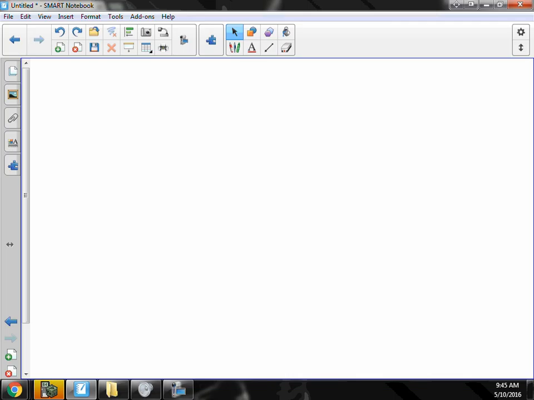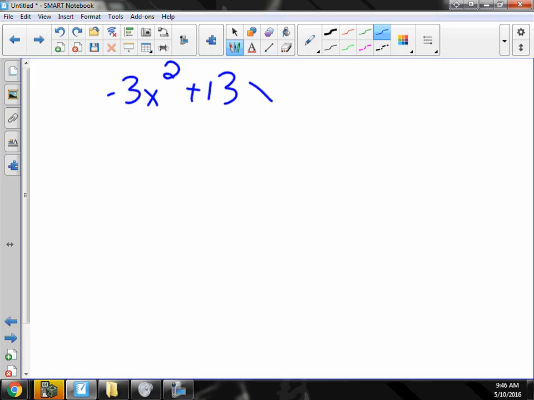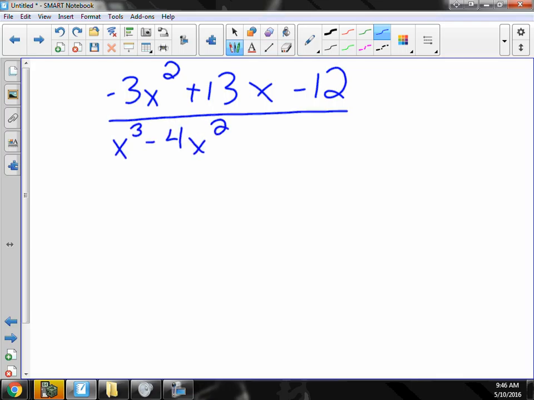Let's do example 2. So example 2 is negative 3x squared plus 13x minus 12, and it's over x to the third minus 4x squared plus 4x.